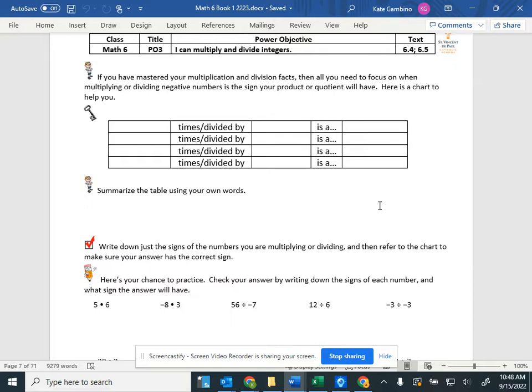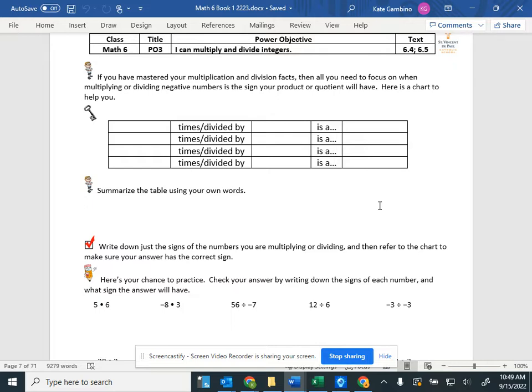Today we are going to be doing: I can multiply and divide integers. Remember what those integers are. Positive and negative numbers that are not decimals or repeating. They're not any decimals, and they're not any fractions. So just that whole number could be positive or negative. So we're going to be talking about the rules for when we multiply and divide with positive and negative numbers.